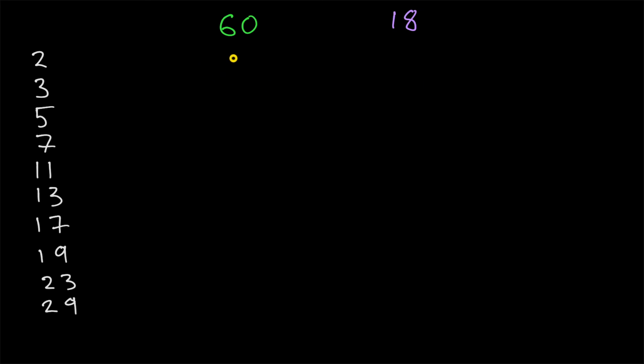So let's go ahead and prime factorize these two numbers. So let's start with 60. 60 is an even number, therefore it is definitely divisible by 2. So let's go ahead and divide it by 2. We're going to have a 2 over here, and then 60 divided by 2 is just equal to 30. Now let's prime factorize 30. Well, 30 is clearly divisible by 2, so let's do that. We're going to have 2, and then 30 divided by 2 is just equal to 15.